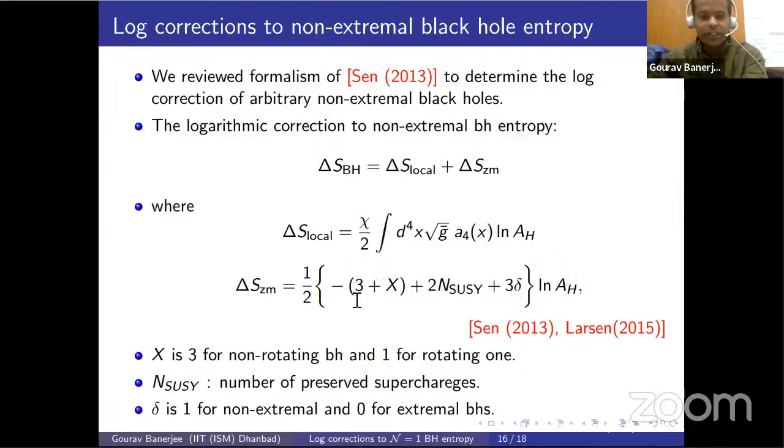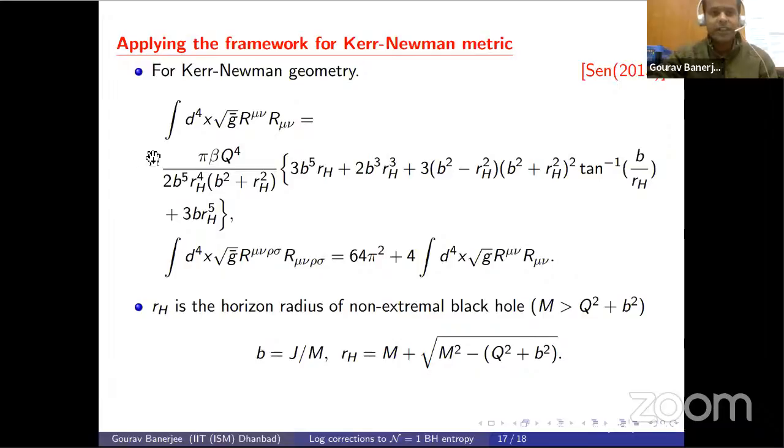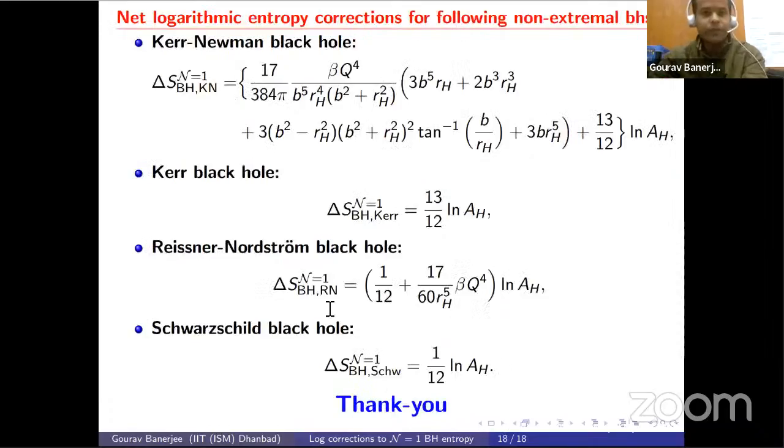In the zero mode part, 3 is associated with the translation symmetry, and K is the rotational symmetry possessed by the black hole, and N_SUSY is the number of supercharges possessed by the black hole. Delta is 1 for a non-extremal black hole and 0 for an extremal black hole. Using the integration result over the full geometry for the Riemann and Ricci tensors, where r_H is the horizon radius and b is a scale related to angular momentum divided by mass of the black hole, the net logarithmic correction for the non-extremal black holes Kerr-Newman, Kerr, Reissner-Nordstrom, and Schwarzschild are as follows. Thank you.